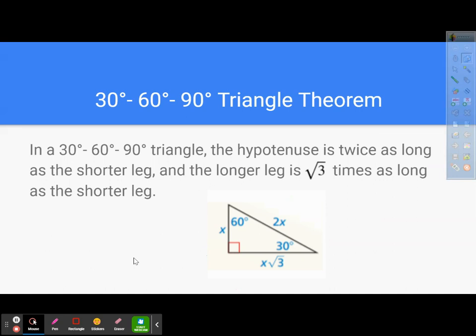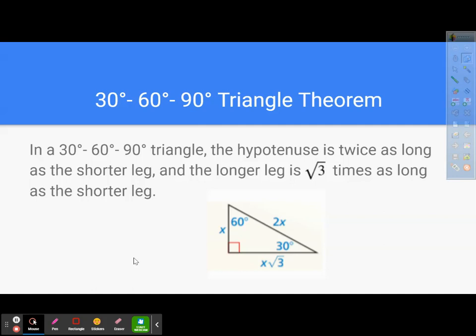It's a 30, 60, 90 triangle. Okay, so we're on chunk 2. It says, in a 30, 60, 90 triangle, the hypotenuse is twice as long as the shorter leg, and the longer leg is the square root of 3 times as long as the shorter leg.